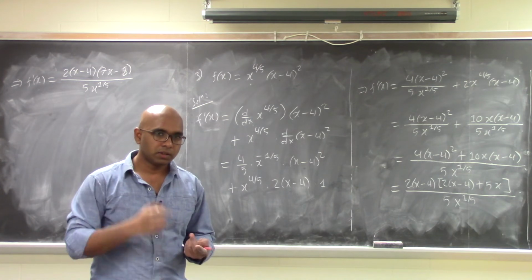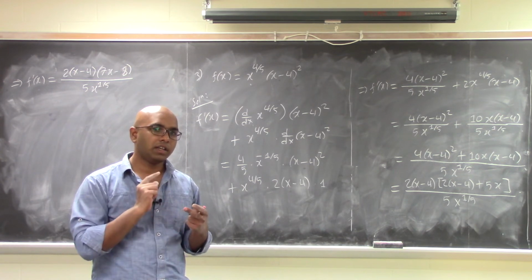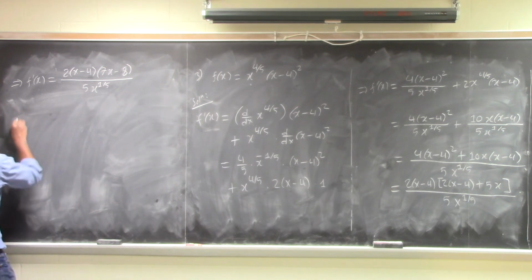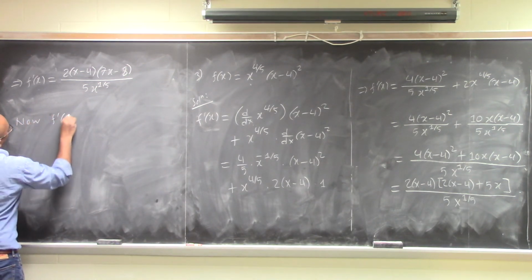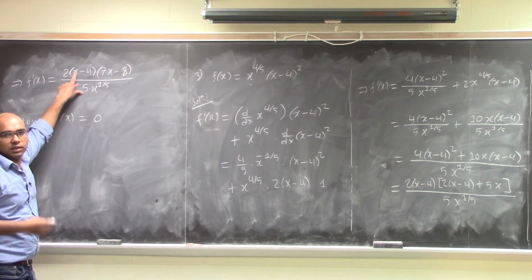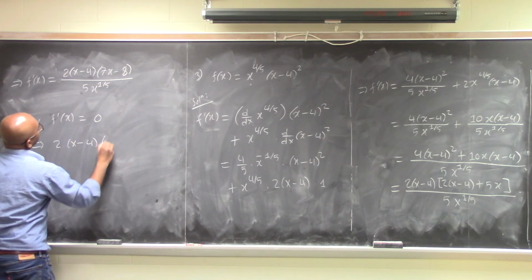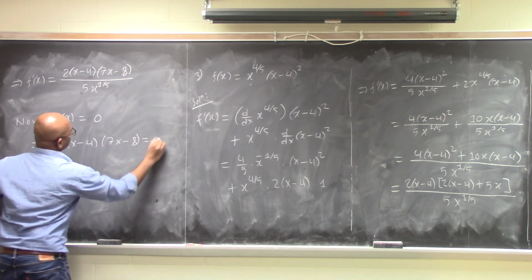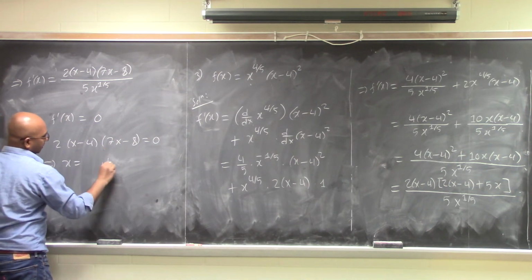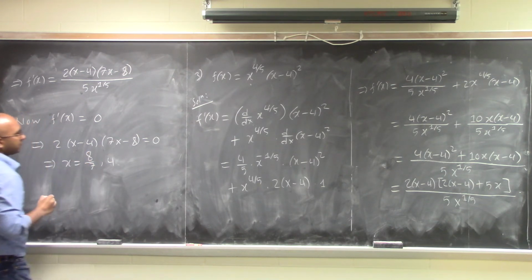Now, what are the criteria? Critical numbers have to come from the domain, that is one. And the other thing is, either the derivative vanishes or it does not exist. So first, when does it vanish? If f prime of x equals 0, so once again this is a fraction, and the fraction is 0 if the numerator is 0. So this means 2 times (x minus 4) times (7x minus 8) is 0. That means x minus 4 equals 0, which gives me 4, and 7x minus 8 equals 0, which gives me 8/7. Okay?